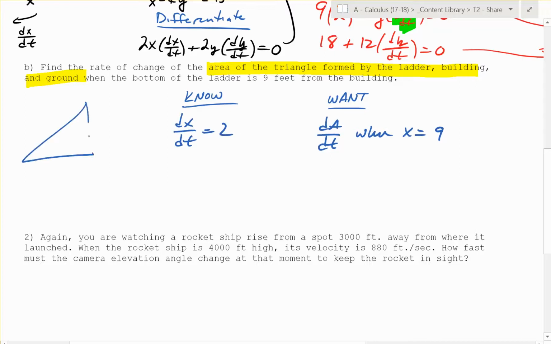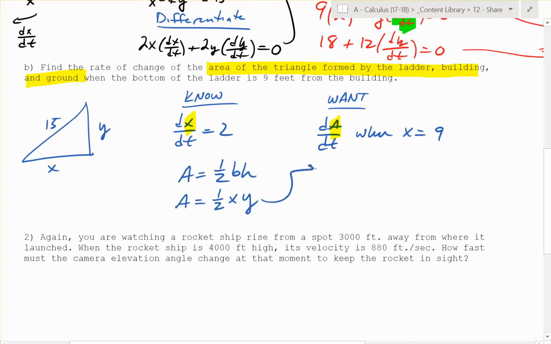So now we have this triangle here. We know that's 15, and we have x and y, and we're looking for the rate of change of area. So we need to relate x and the area. Well, the equation for the area of a triangle is 1/2 base times height. Well, the base of this is x, and the height is y. So the area is equal to 1/2 x times y.